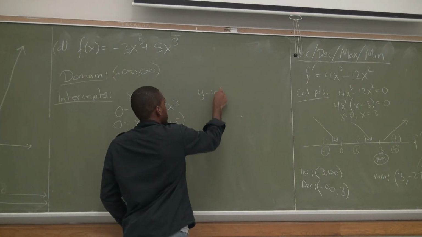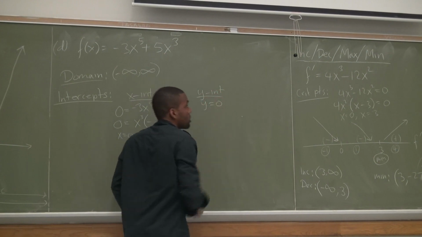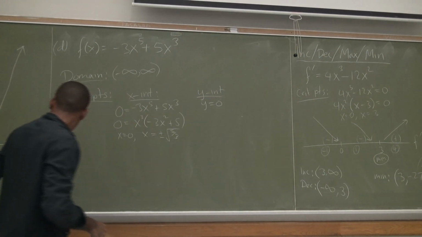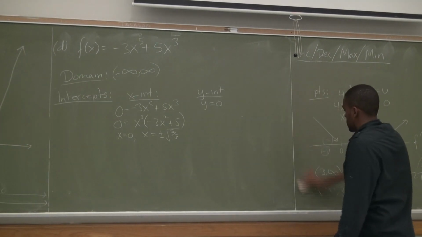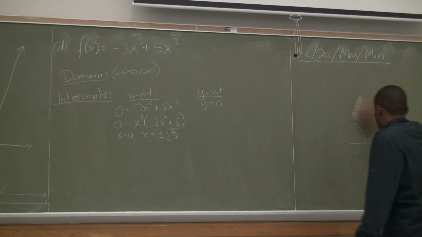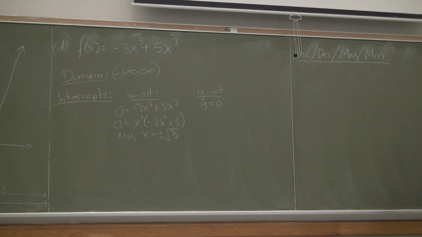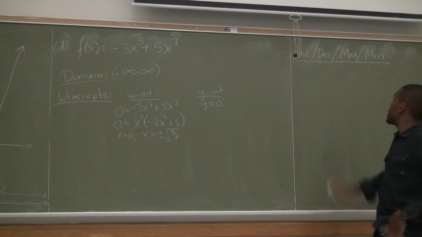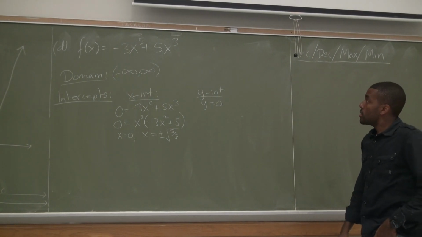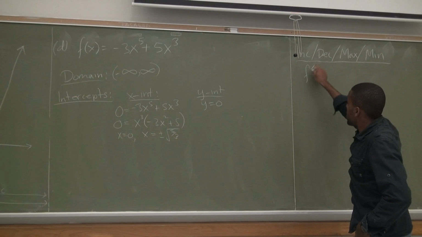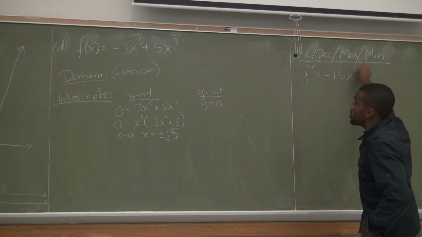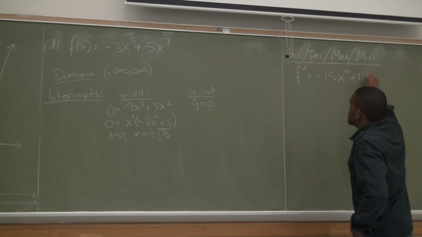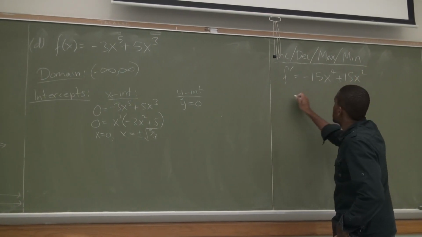Now we find the y-intercepts. That's just y equals 0. Now, increasing and decreasing: I find the first derivative, which gives me minus 15x to the fourth plus 15x squared.